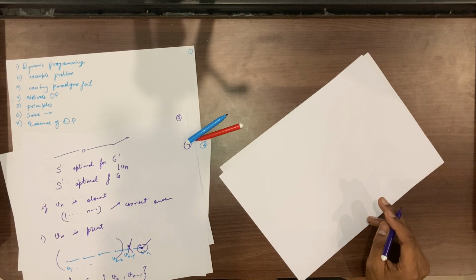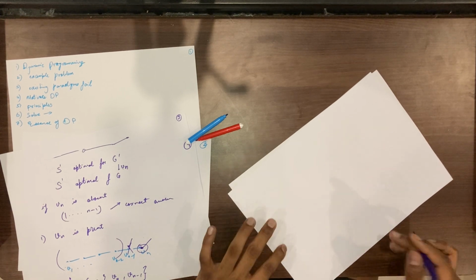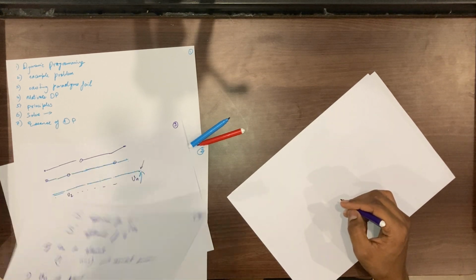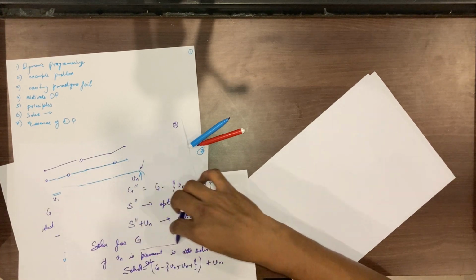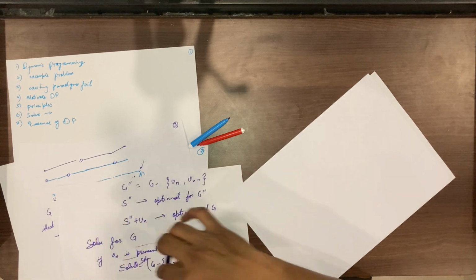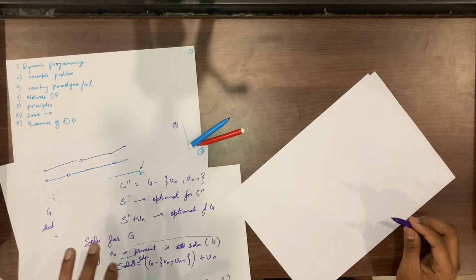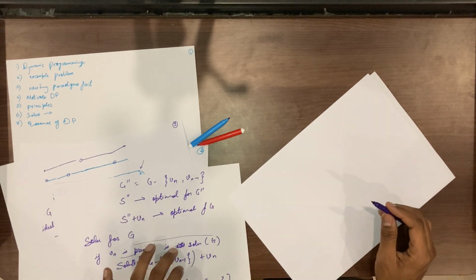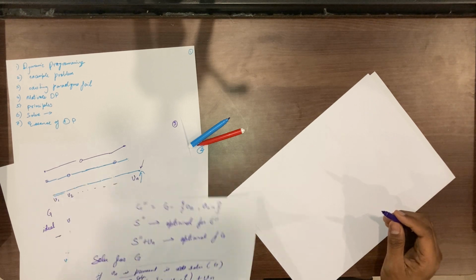So let's see why. For example, for now we do not know whether Vn is present in the solution or not present in the solution. For now we have no clue on that, and we are just going to rely on a genie in the magic lamp to tell me what is going on over here.